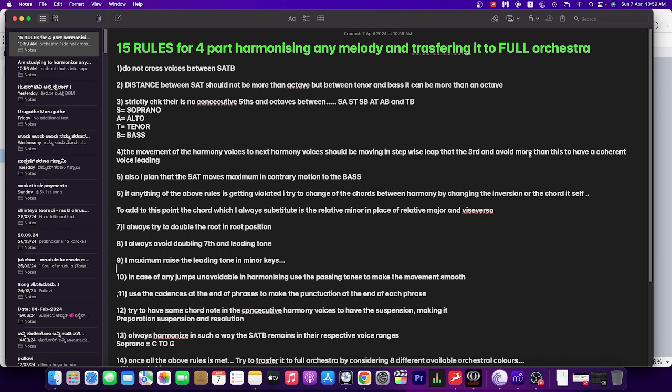The very important 15 rules, in which the first one is do not cross voices between SATB. Every voice, soprano, alto, tenor, bass has got their own ranges. While harmonizing from one chord to another, you're not supposed to voice cross. So this is the first rule.